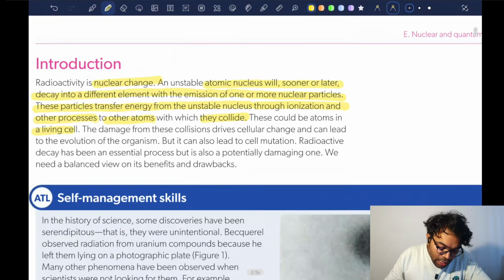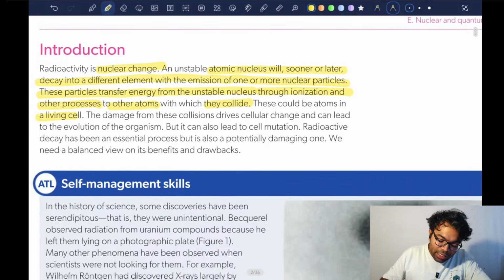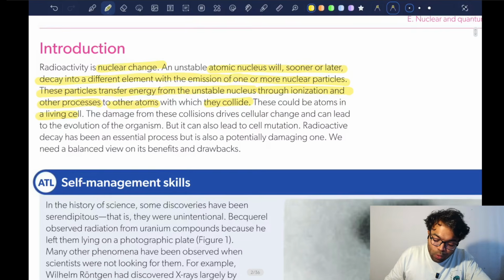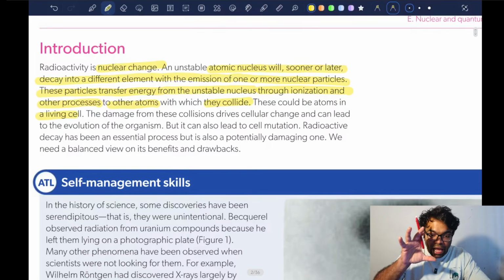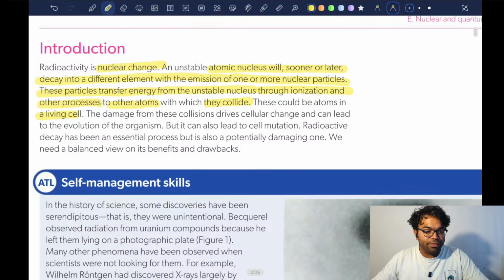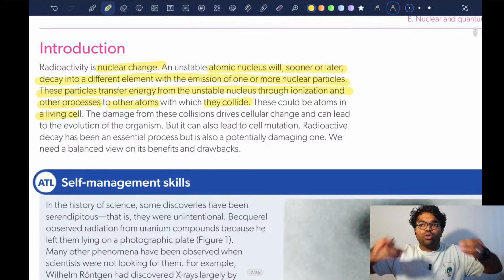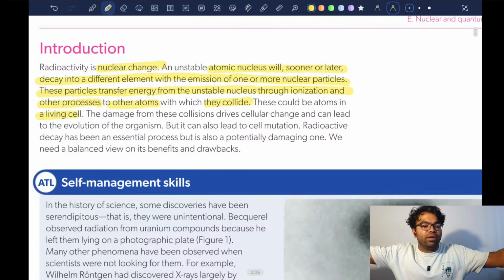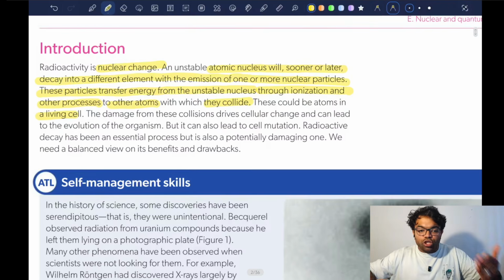Now these particles transfer energy from the unstable nucleus through ionization and other processes to other atoms with which they collide. These emitted particles are going to collide with the surrounding elements around them, right? They're talking about a chain reaction in uranium, where if one uranium atom breaks, it releases neutrons which create an impact on the neighboring uranium atom, thus releasing more neutrons, and those neutrons collide with four other uranium atoms, so a chain reaction is created. That's what a chain reaction looks like.